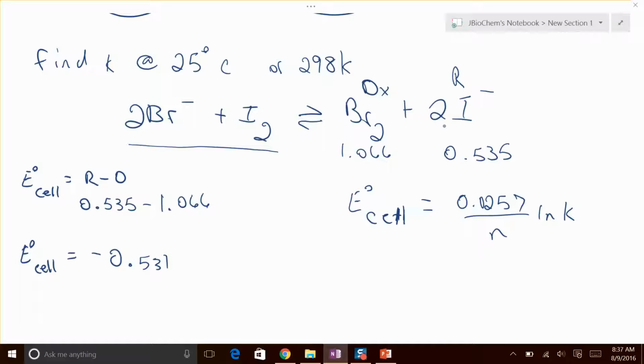Well, let's see. To go from Br negative to Br 0, I have to lose one electron, right? But I have two Br negatives to go to a Br2, so that's 2 electrons. Then it's the same for the I. Yep. So the I2 is at 0, and it needs to go to I minus. So I have to gain 2 electrons.